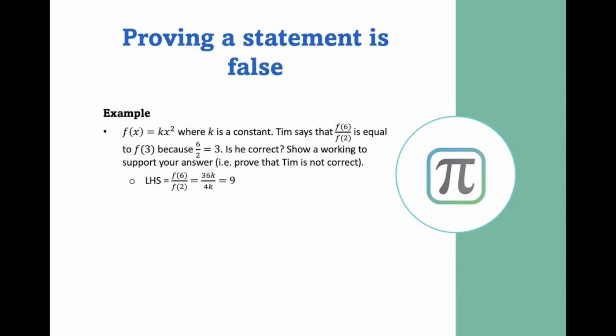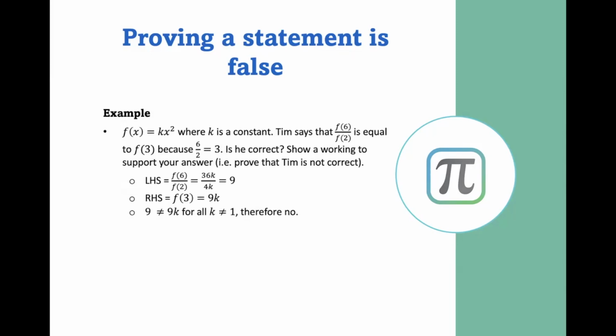Well, firstly, we take the left-hand side. And here we can put these numbers into the function. So we have 36k divided by 4k, which is 9. And then take the right-hand side, so the function of 3 is equal to 9k.